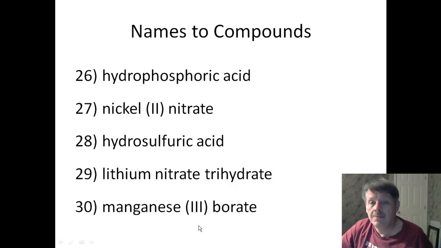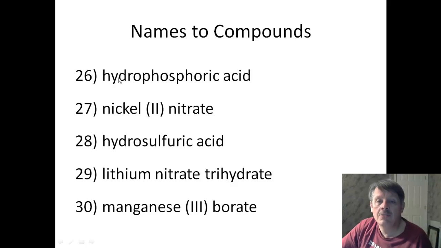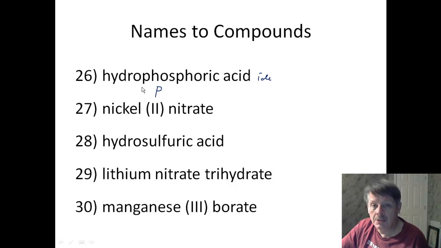All right, hydrophosphoric acid. Again, the hydro-ic acid means I'm looking for an ide. So phosphide would be P on the periodic table. And acids start with H. And P has a -3 charge, so this becomes H3P.